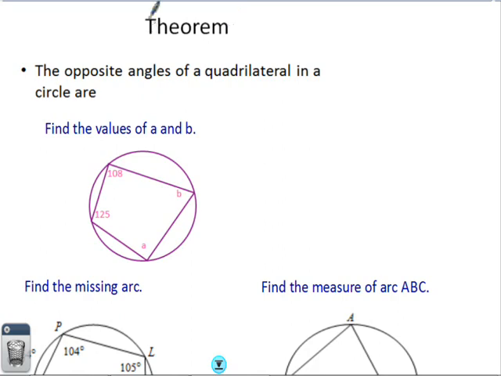Last thing, theorem: the opposite angles of a quadrilateral in a circle are supplementary. And remember, supplementary means they add up to 180. So on this problem, really simply, 180 minus 108 is A, and B is 180 minus 125. That's it. That's all you got to do.